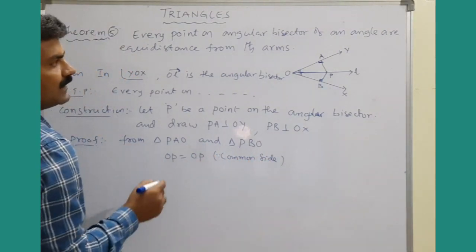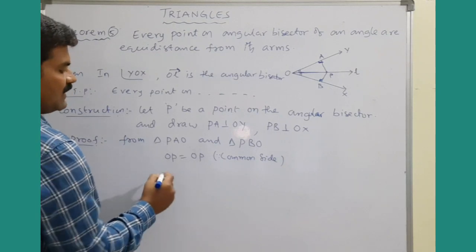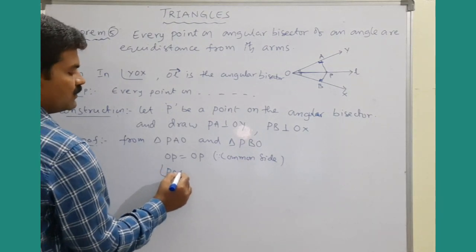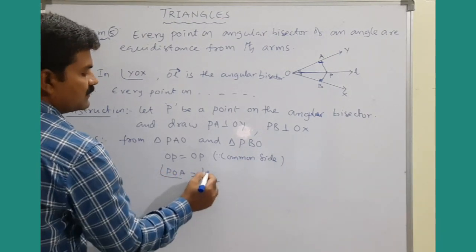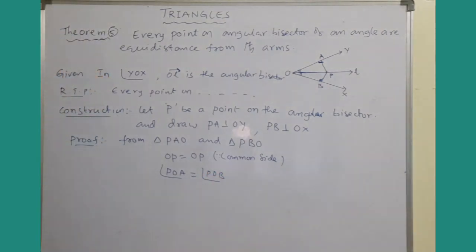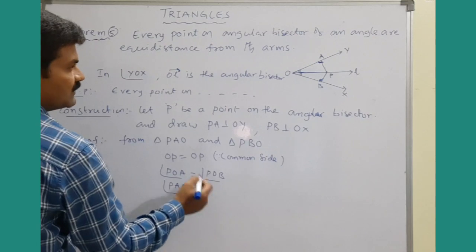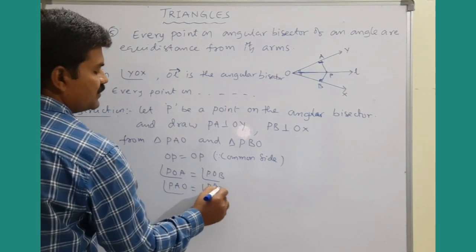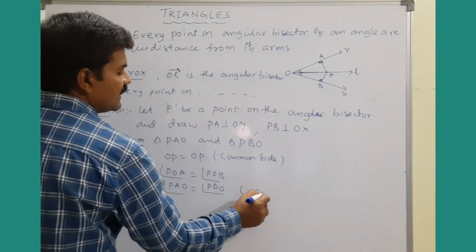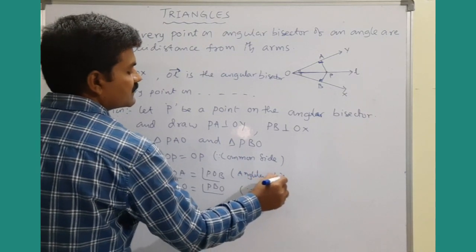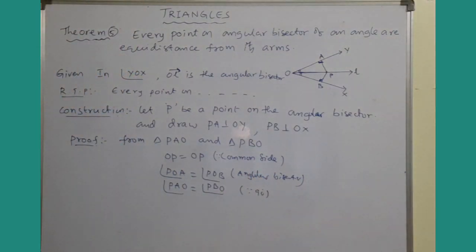Okay. And moreover, angle AOP or POA is equals to angle POB, because of angular bisector. And moreover, angle PAO, right angle, is equals to angle PBO. This is also 90 degrees. So equal angles. Now see, first one is a side and the rest of them are angles.